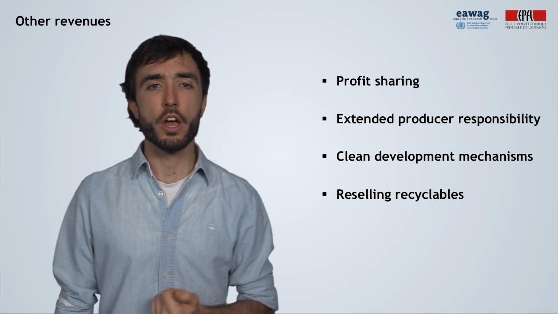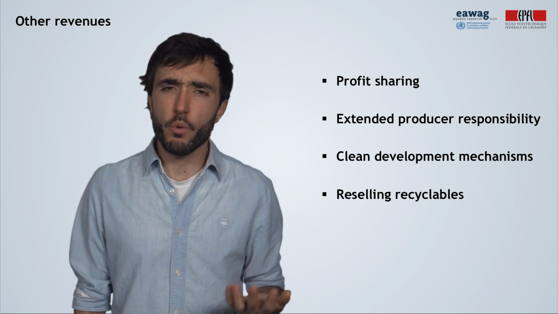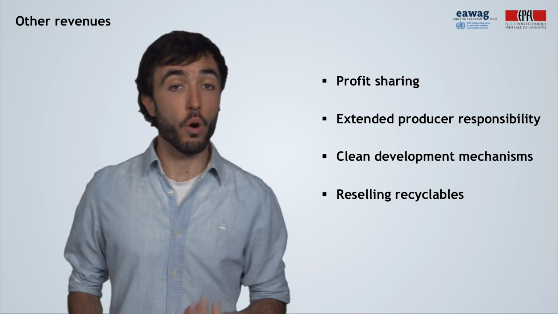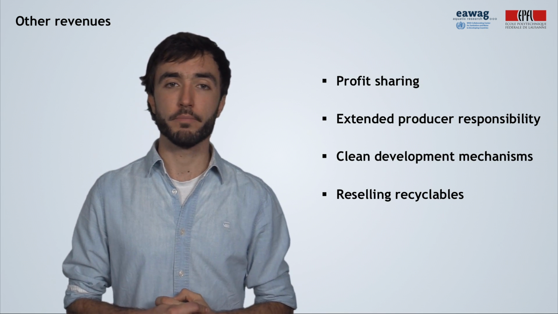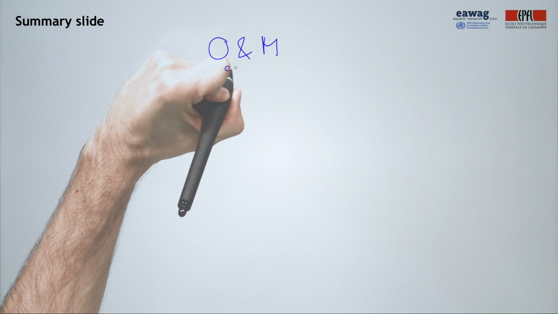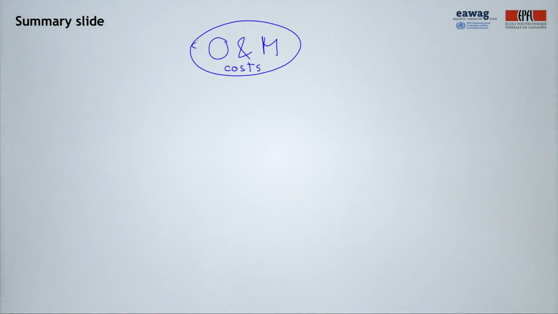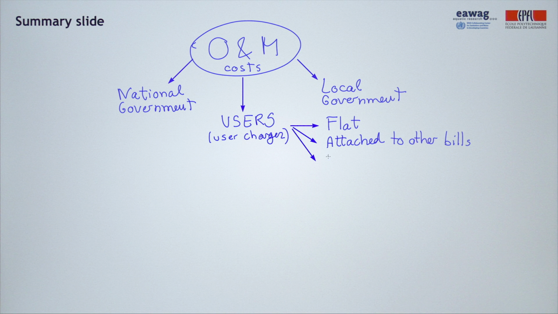In most cases, resource recovery activities represent net costs to the municipalities. However, when led to the informal sector or the private sector sometimes, they could make profit while saving costs to the municipality. In this module, we learned the main financial sources to cover the operational and maintenance cost of solid waste services. These are national government, local government through taxes and fees, and the users, who are charged user charges. These can be flat, combined with other utility bills, or to the amount to be disposed, also called pay-as-you-throw.